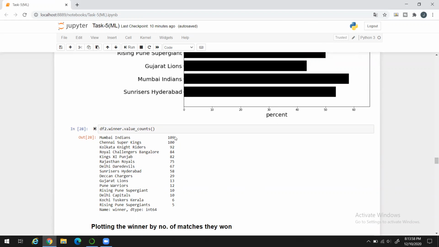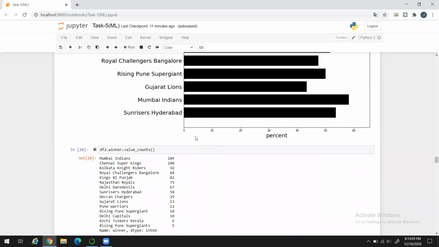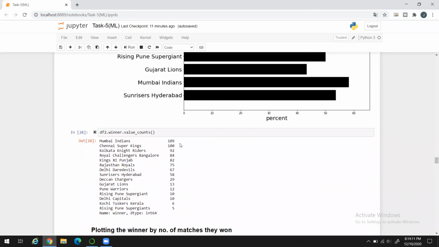Mumbai Indians has won 109 and Chennai Super Kings has won 100, just 9 short of the Mumbai Indians. But Chennai has the better average, a higher winning percentage than the Mumbai Indians. So these two are very close to being the most successful teams.